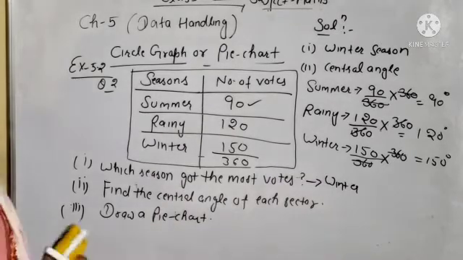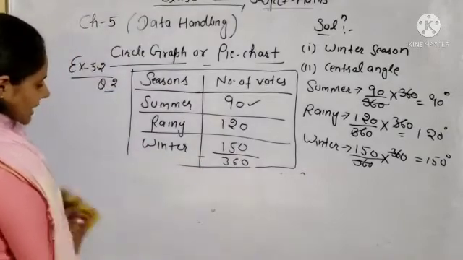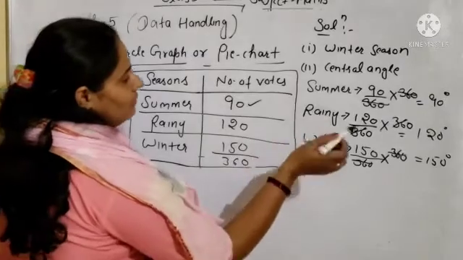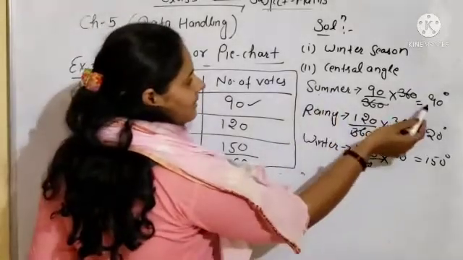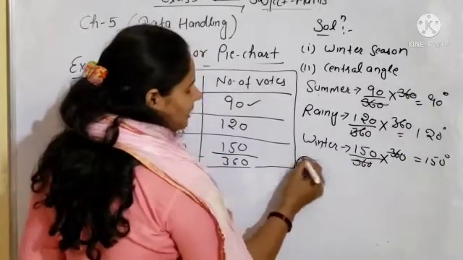For a pie chart you already have to know about the angles. Here, in the second part, you have got the angles: summer 90, rainy 120, winter 150. So in the third part, what will you do? You will draw a pie chart.